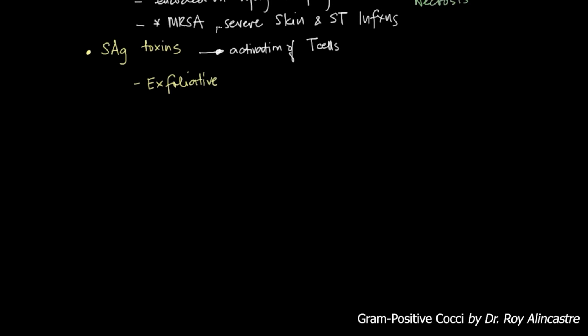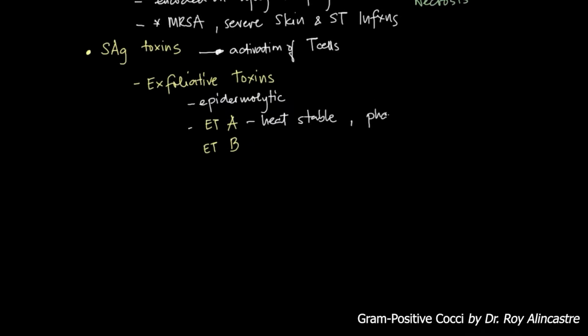One group of the superantigen toxins is the group of exfoliative toxins. These are epidermolytic toxins. You have exfoliative toxin A and exfoliative toxin B. Exfoliative toxin A is heat stable. It is able to resist boiling for 20 minutes, and it is encoded on a phage. Exfoliative toxin B is heat labile, and it is plasmid mediated.